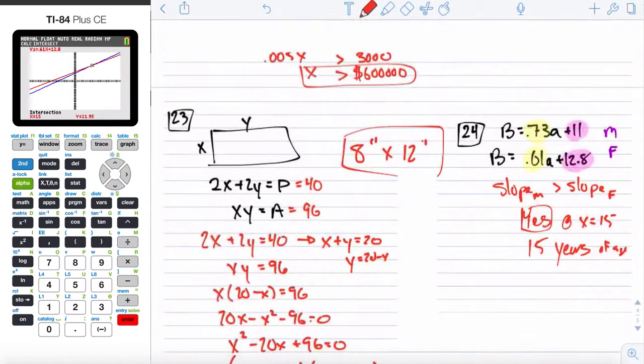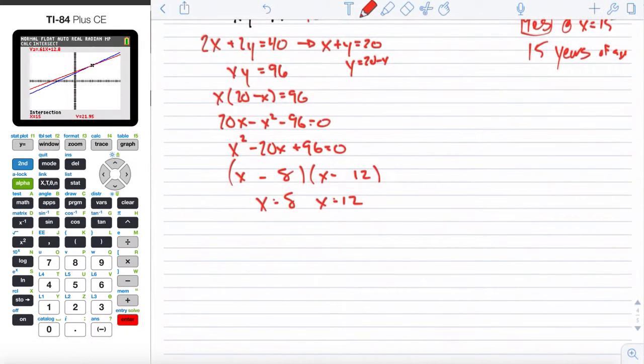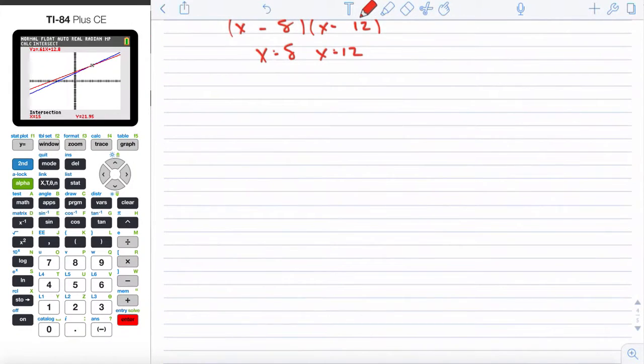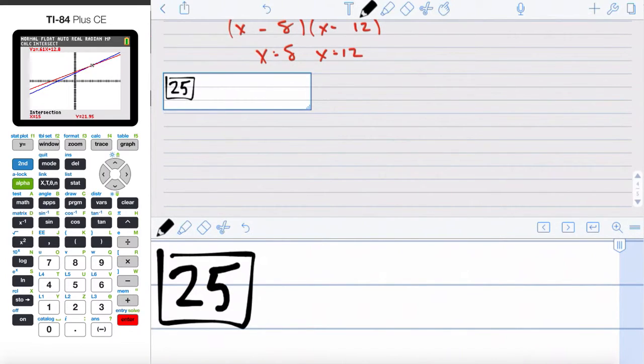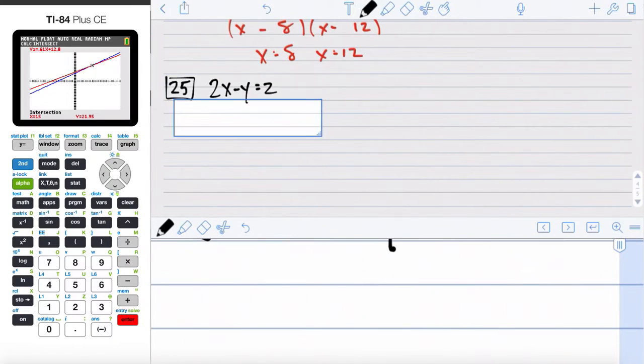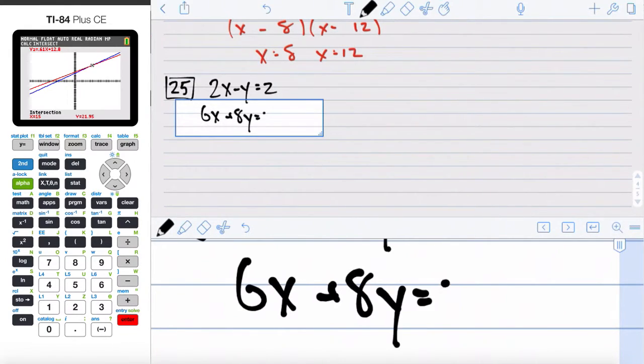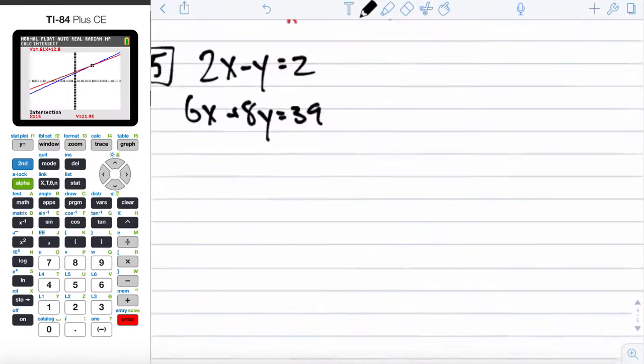Okay, now we're going to start on Chapter 9, Section 2, excuse me, which starts with problem number 25. These are all solved by elimination. So we have 2x minus y is equal to 2, and 6x plus 8y is equal to 39.